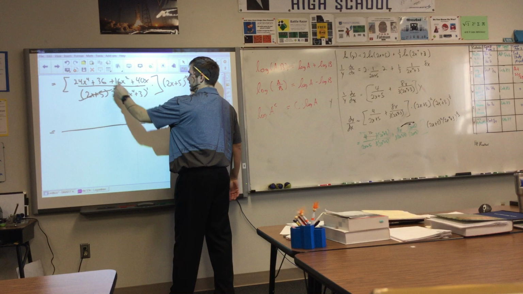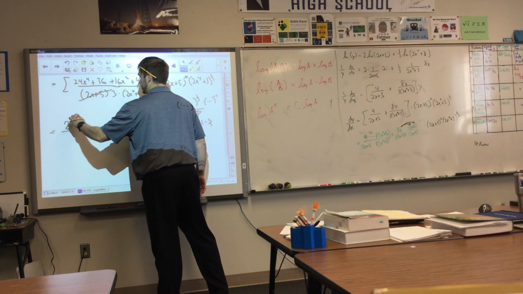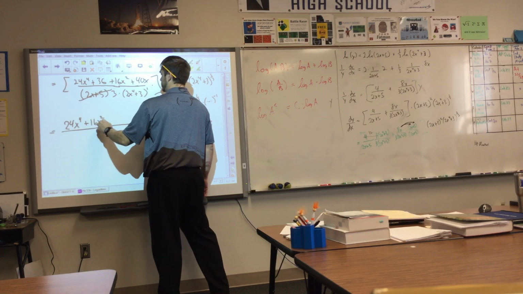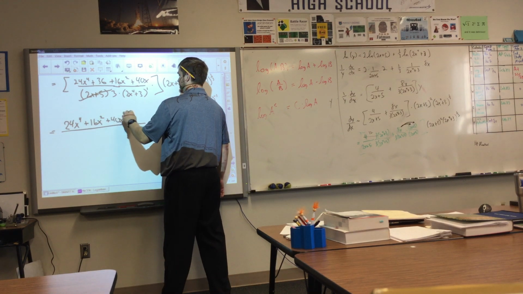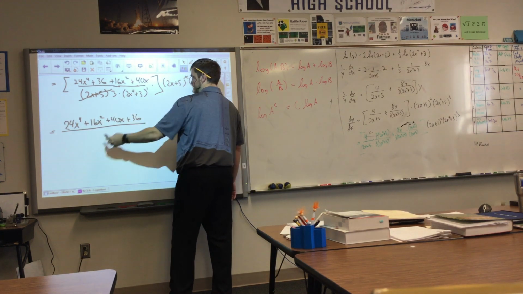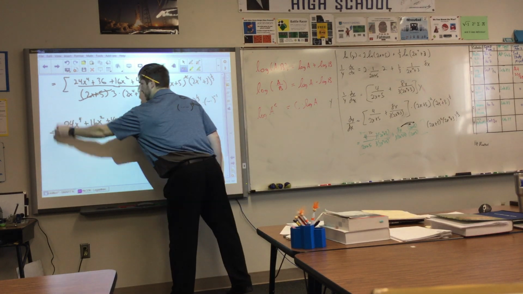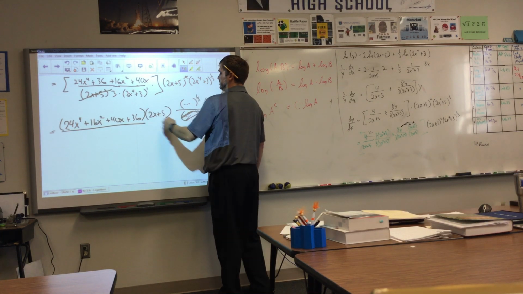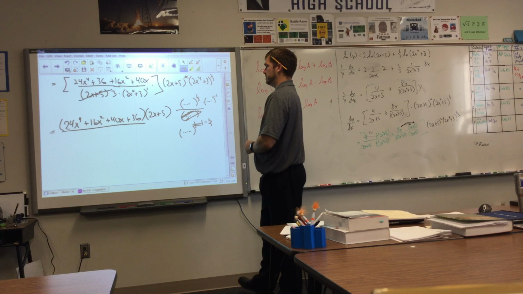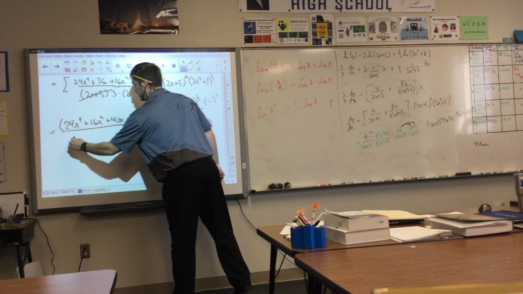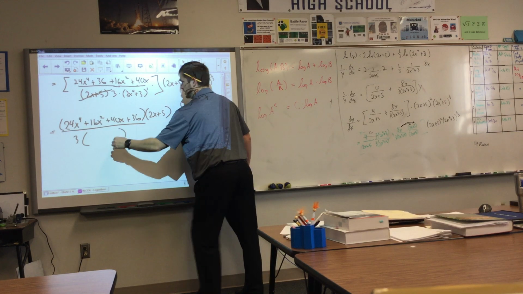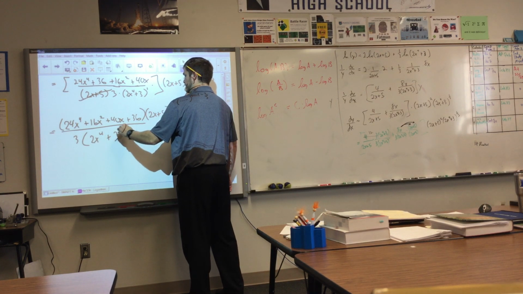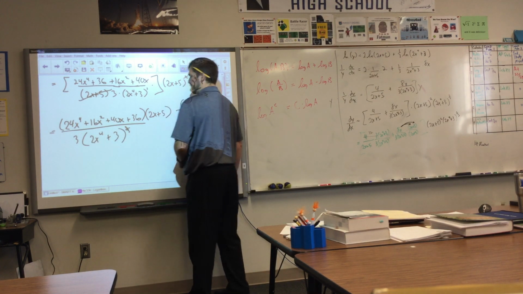So our final answer should be, in order of decreasing exponent, 24x to the 4th plus 16x squared plus 40x plus 36, times 2x plus 5, divided by 3 times 2x to the 4th plus 3 to the 2/3 power.